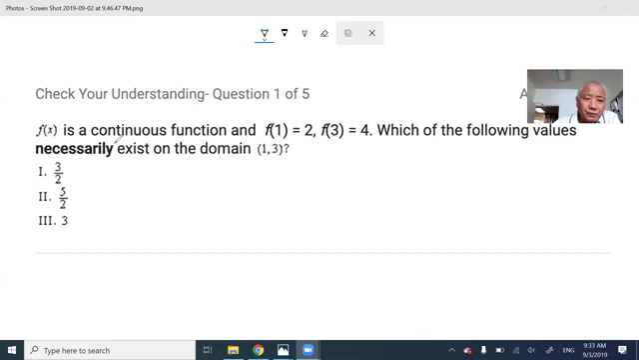So first thing first, we've got to be very clear with the continuous. Geometrically, if you see the graph of a continuous function, it will be what? There will be no holes, no jumps, okay? That's called continuous. So we use the intermediate value theorem.